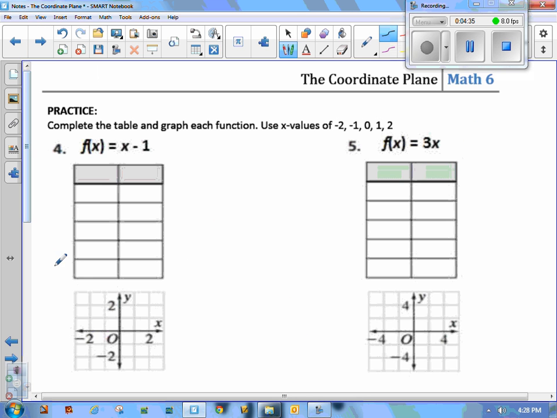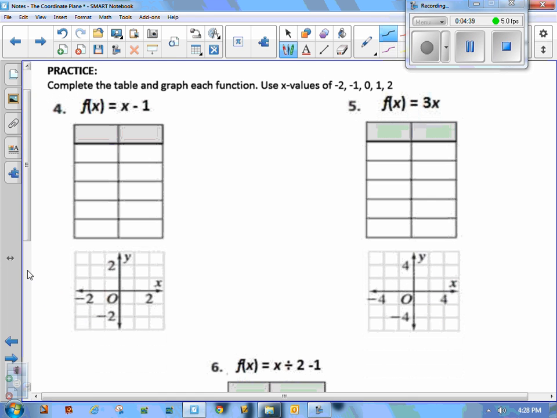So here they've asked us to complete the table and graph each function. They gave us values to use for x. So here is our x, which is our input. And then here's our y, which is our output, or what we know as f of x. And notice they use that here. So they tell us for x use -2, negative 1, 0, 1, and 2.